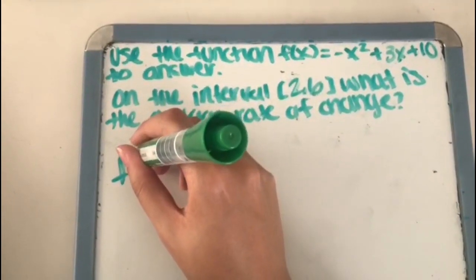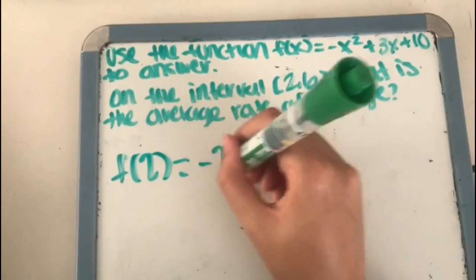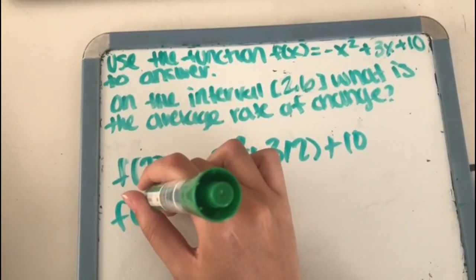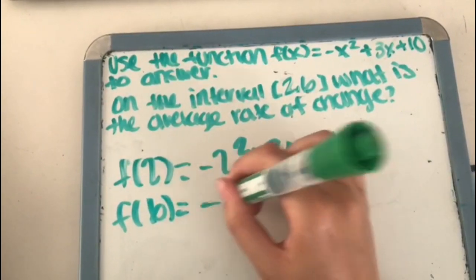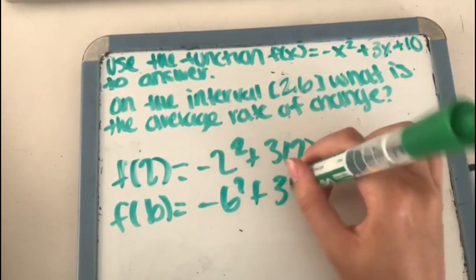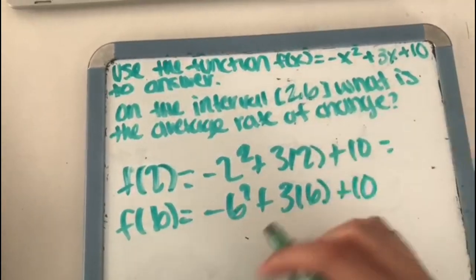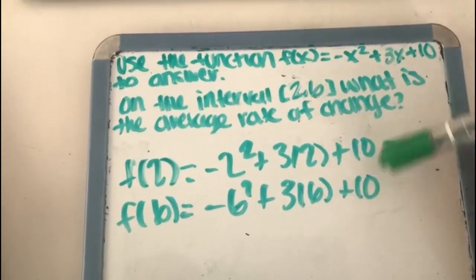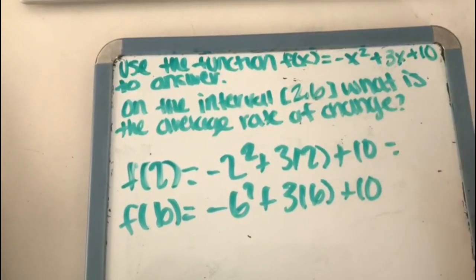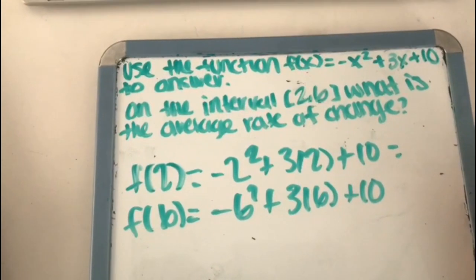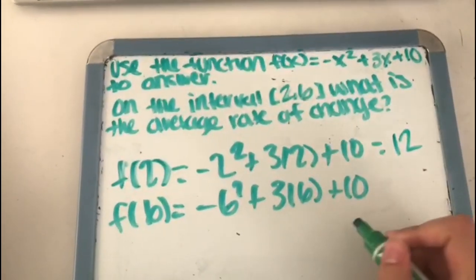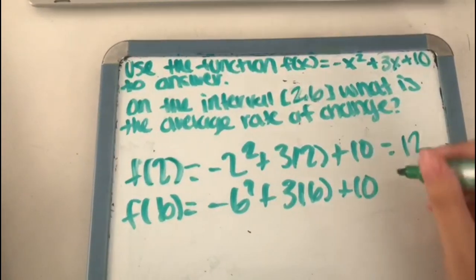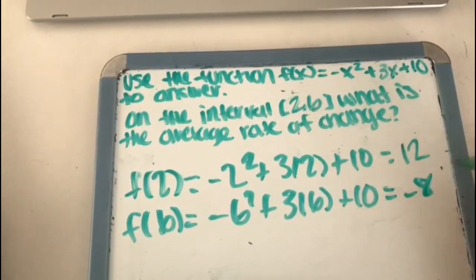So let's do f of 2 equals negative 2 squared plus 3 times 2 plus 10. f of 6 equals negative 6 squared plus 3 times 6 plus 10. Oh, I forgot to solve this. Okay, so 4 plus 12 plus 10, I think I approximated to 12. And then 36. This would be basically negative 8, I'm guessing.